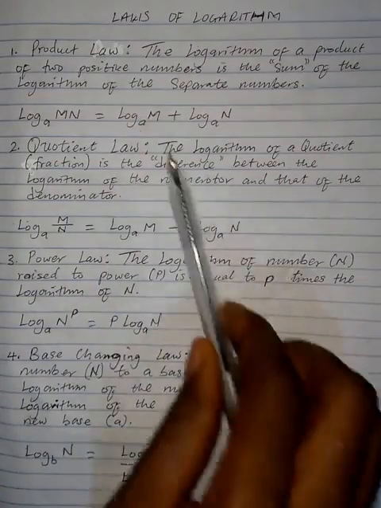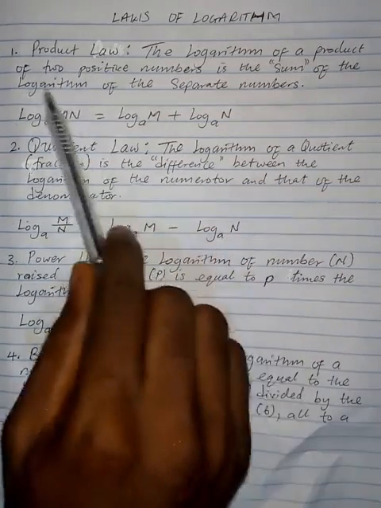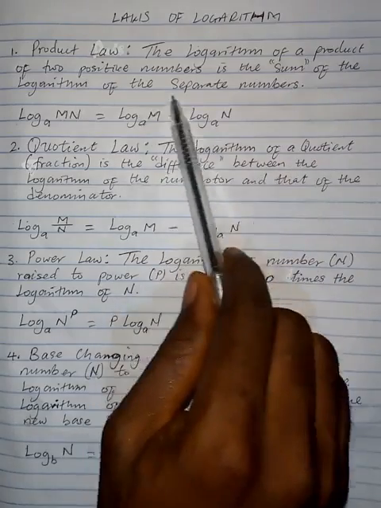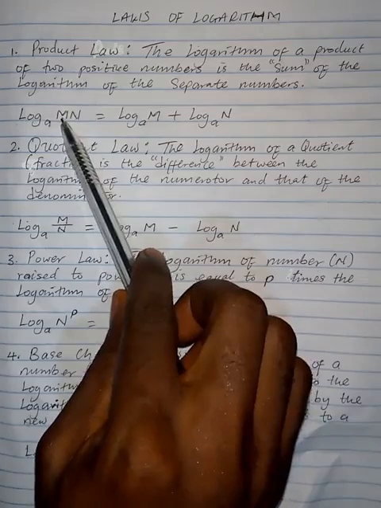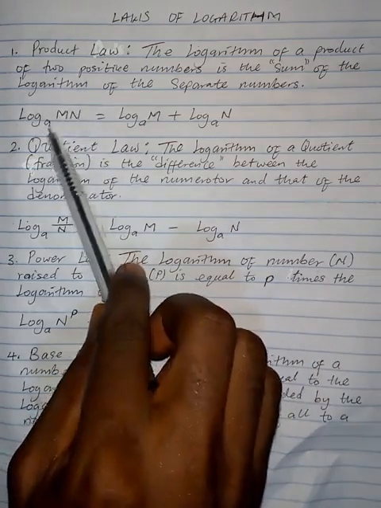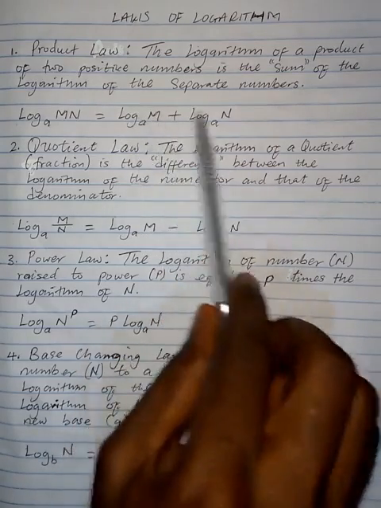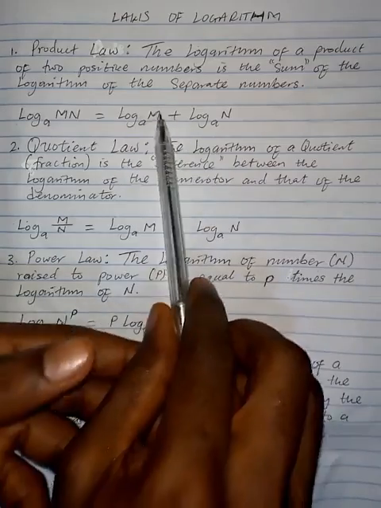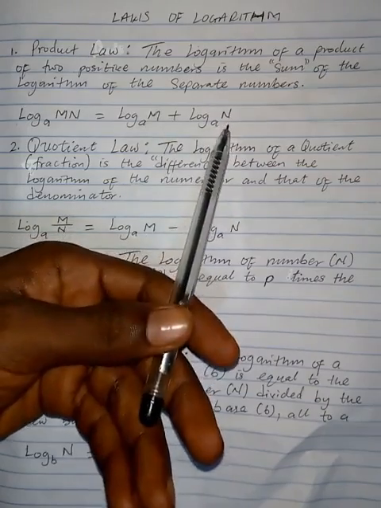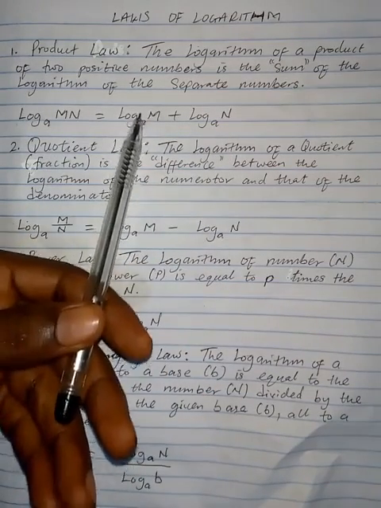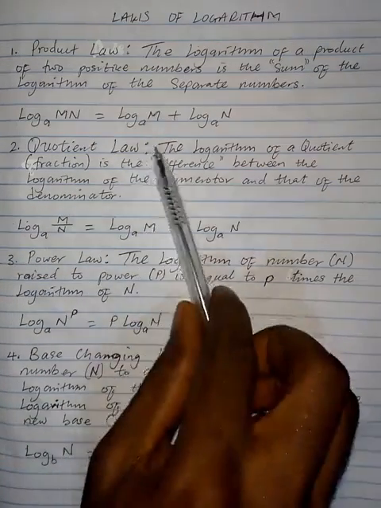Now we deal with the product law. This states that the logarithm of a product of two positive numbers is the sum of the logarithms of the separate numbers. So if you have the logarithm of the product of two numbers, m and n, to base a, it is equal to the sum of the logarithms of the separate numbers. This is the first number, this is the second number, m and n. Each of them takes its own logarithm and base. Instead of multiplication, we now deal with plus, just like we deal with indices.